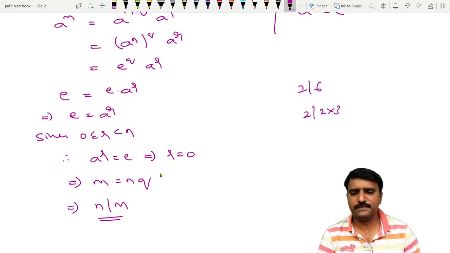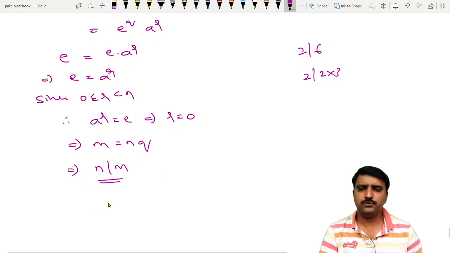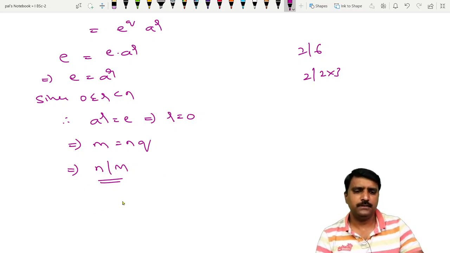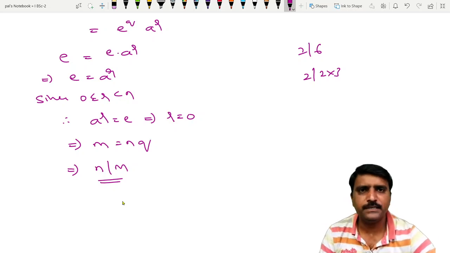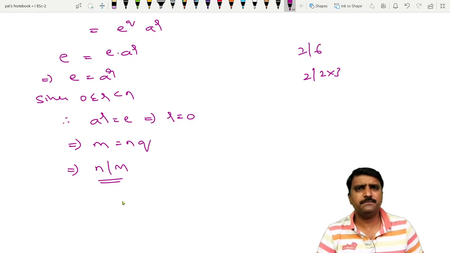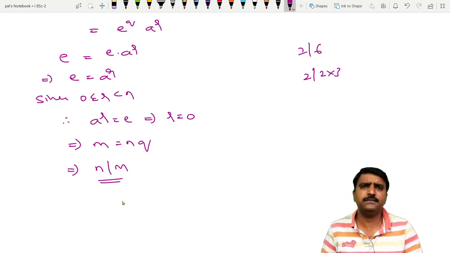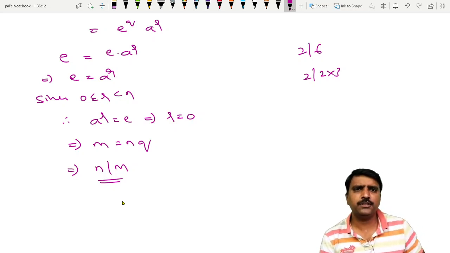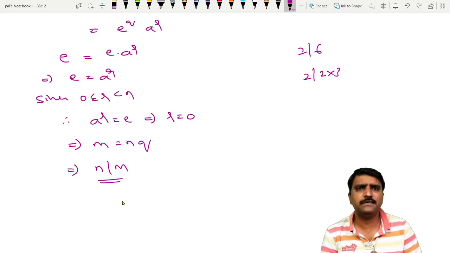Okay, next class I will discuss 2 more important properties of order of an element. Okay, so groups topics are like this only. In mathematics, the most difficult topic is algebra, that is groups. Not only you people, all students are facing this problem. So I try to convince as much as possible.